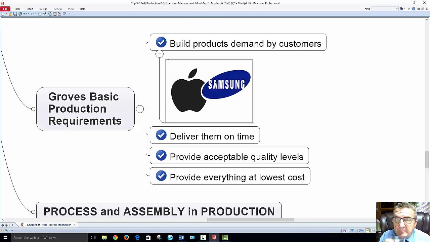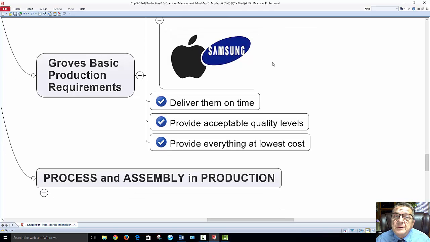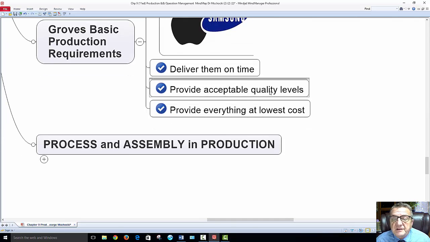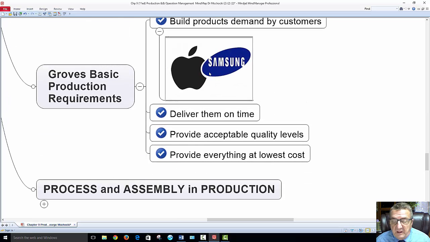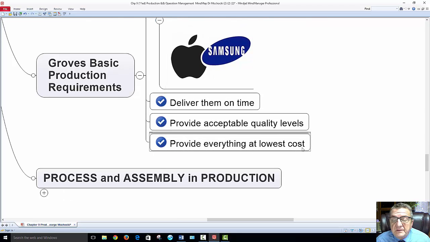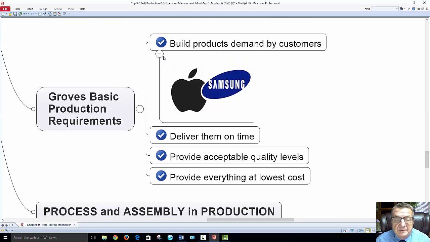Okay, now deliver on time. Excuse me. You have to deliver. If you promise them in 30 days, the sooner the better. I paid the money, I want it right away. That's the American way. Provide acceptable quality standards, and both are high quality. Provide everything at the lowest cost. Samsung's is lower, but with the Apple product it's more of a brand recognition and status. As for quality, I think the quality between the both of them is fairly comparable.